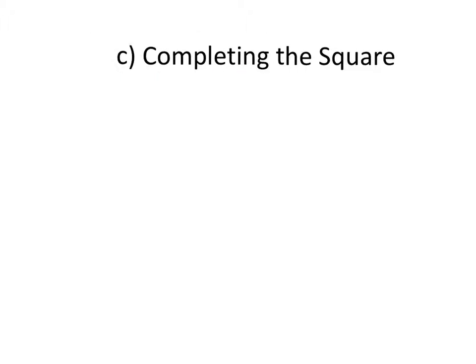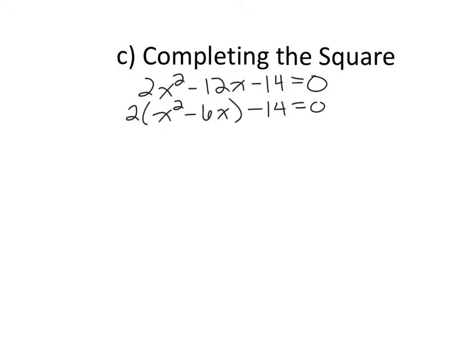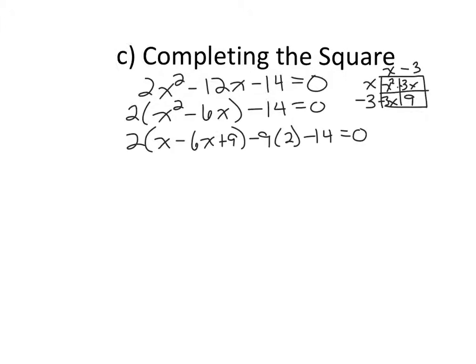The last way we can solve a quadratic equation, of course, is by completing the square. So following the steps that we reviewed on the last page, we'll just factor that 2 out of the first 2 terms. Half of 6 is 3, and 3 squared is 9, so that's what we need to use to complete our square. Now we can factor our bracket and collect our like terms.